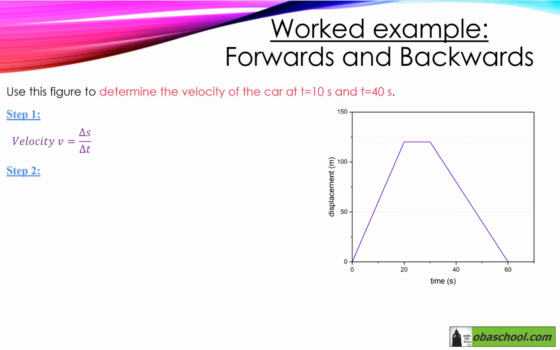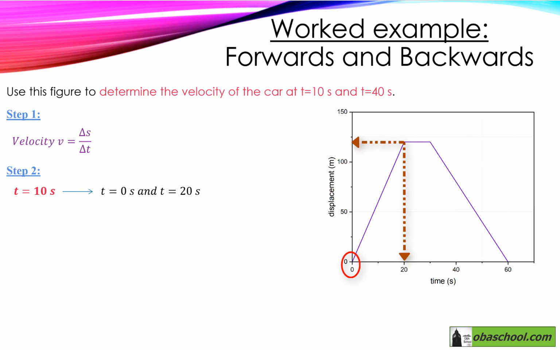Step 2, we have to substitute the values into the equation and calculate the answer. So let's determine the values. The velocity at t equal to 10 seconds can be determined from the gradient of the first straight line graph between t equals 0 and t equals 20 seconds. So, at t equals 0, the displacement is 0 and the time is 0. However, at t equals 20 seconds, the displacement is 120 meters.